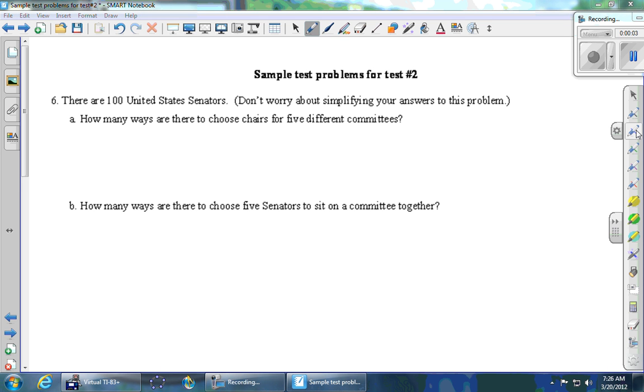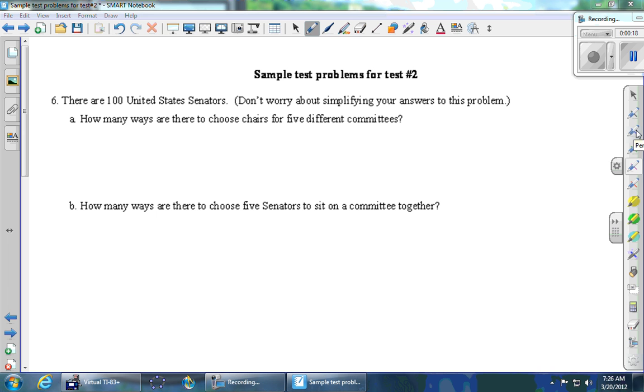This is problem number 6 on the sample test problems for test number 2. There are 100 United States senators. Don't worry about simplifying your answers to this problem. A, how many ways are there to choose chairs for 5 different committees?